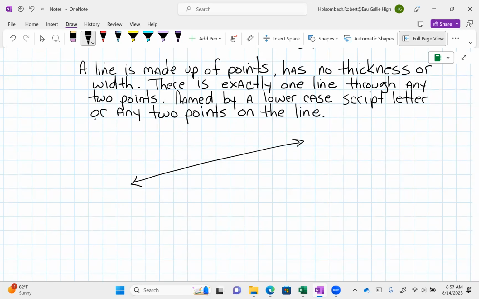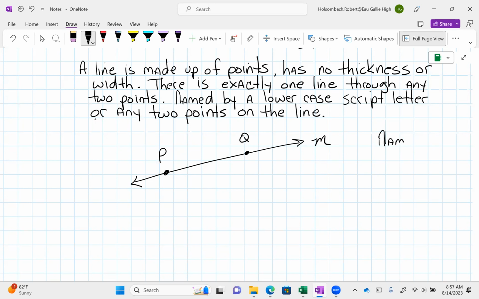When you're drawing a line, it is important that you put arrows on both ends because lines don't have endpoints. They go on infinitely in both directions. Here's a script lowercase letter. We could call this line M right now. If we put some points on this line, like point P and point Q, well, now we could call this line PQ or line QP.